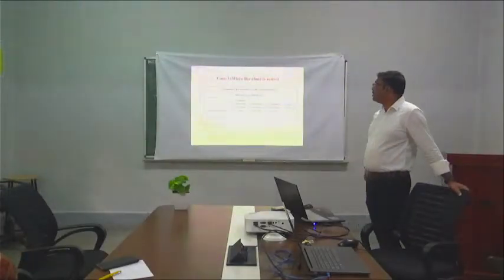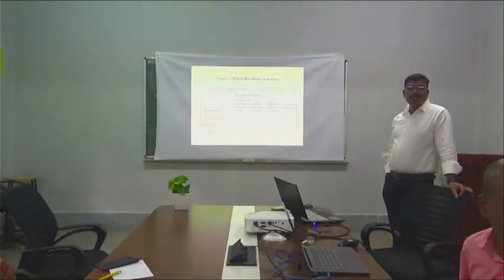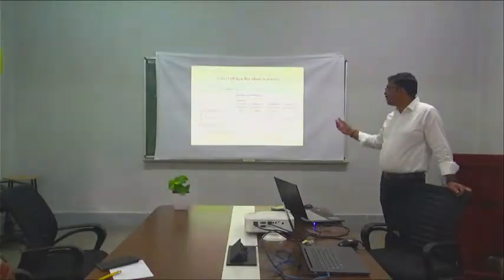Now what is the size of the biomass? 50. The same is sufficient to maintain the load. And what is the battery storage? 21 kilowatt hour. Converter is 6.4. We don't require much conversion here.